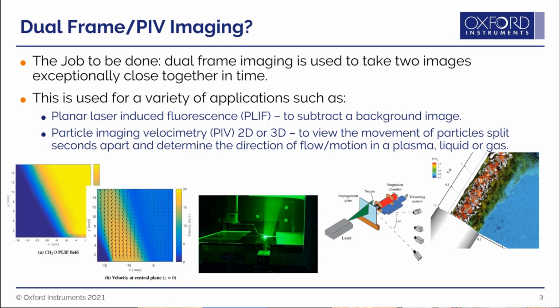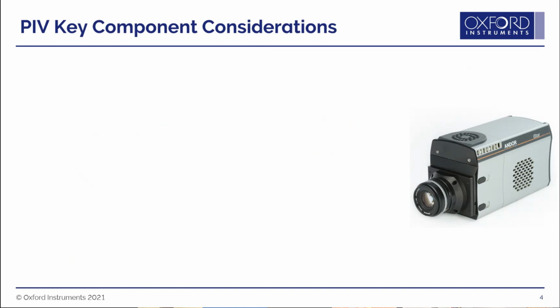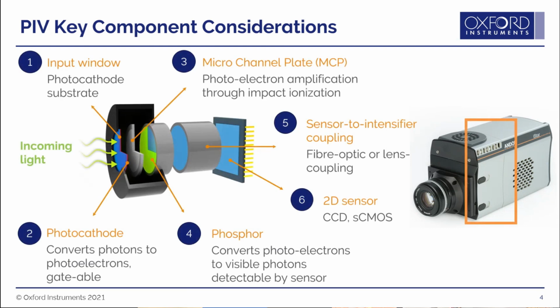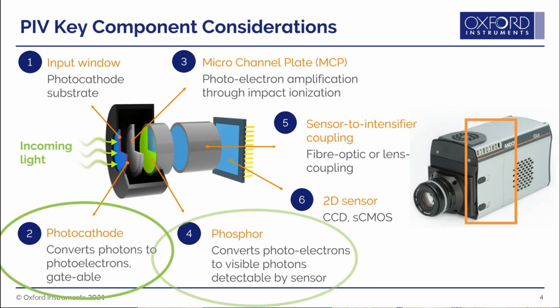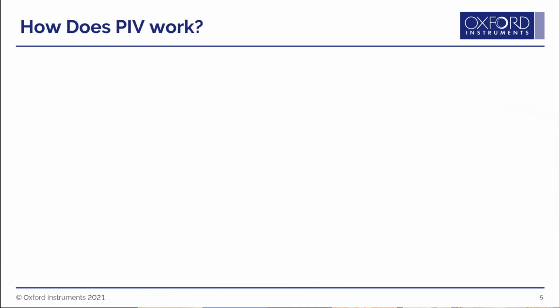There are a few others, and in terms of the key component considerations of your camera, you have all the similar components. We've gone over these in previous talks, but I want to focus today in particular on the things which are particularly important when you're doing PIV. So that's the photocathode, the phosphor that you choose, and the sensor choice that you have. Because basically how PIV fundamentally works is you have two choices.